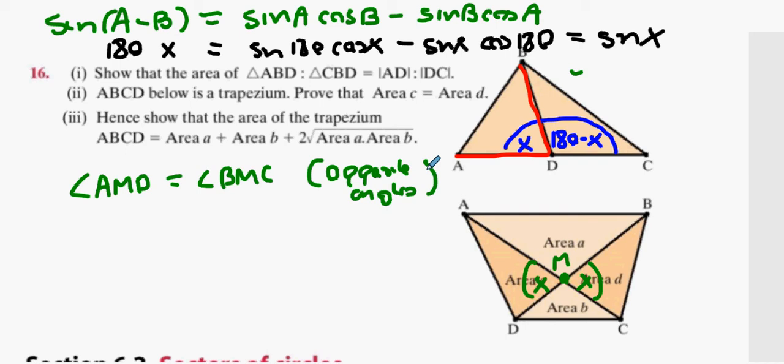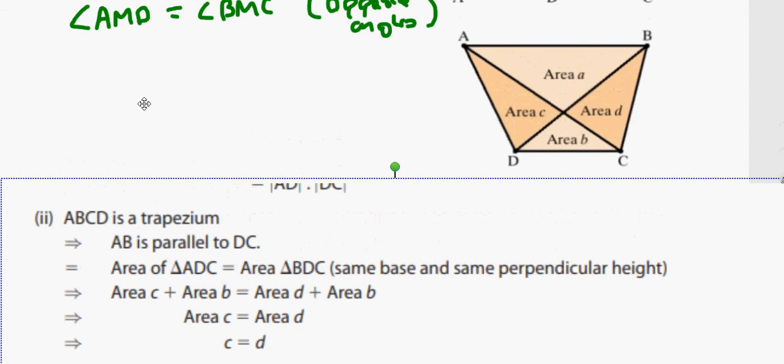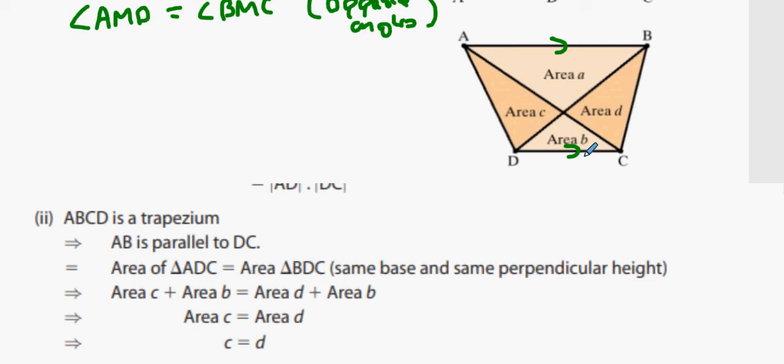Does it give me any other information about them? Is there anything else I can conclude about the lengths? There's no indication that AD is the same length as BC, is there? Nope. So I'm not going to waste your time. Let's go have a quick peek, I'd be stuck here. So what they're saying is the following: AB is parallel to DC. All trapeziums need two parallel lines.